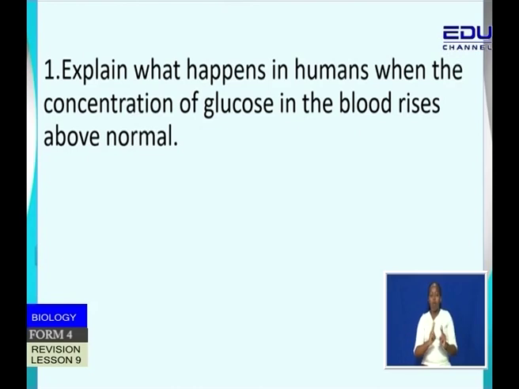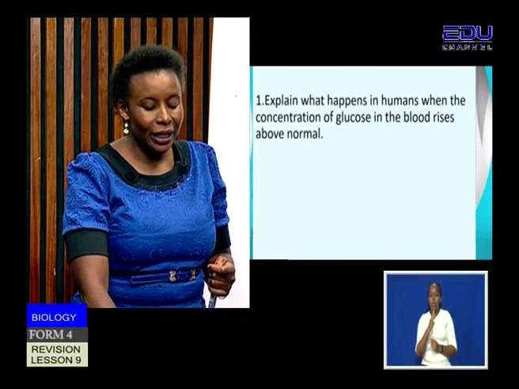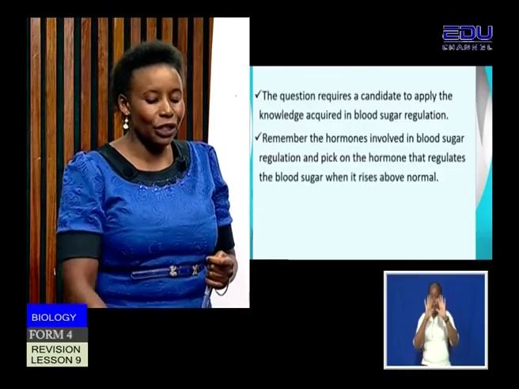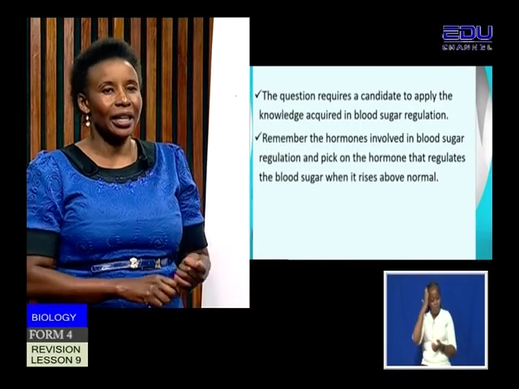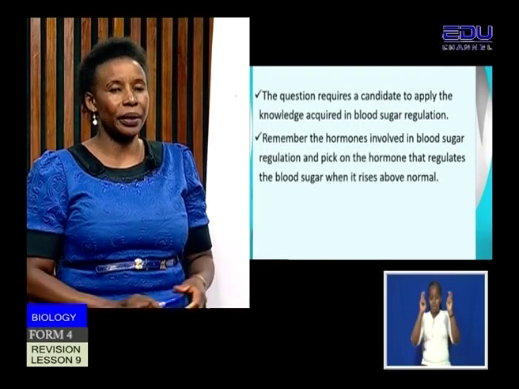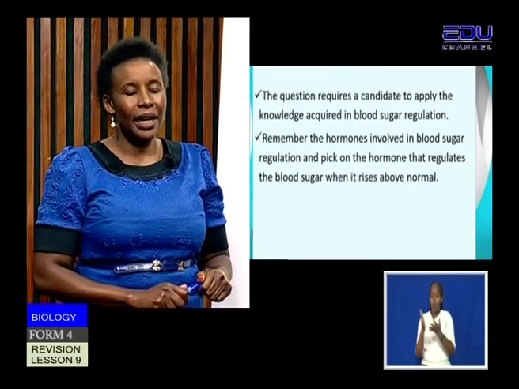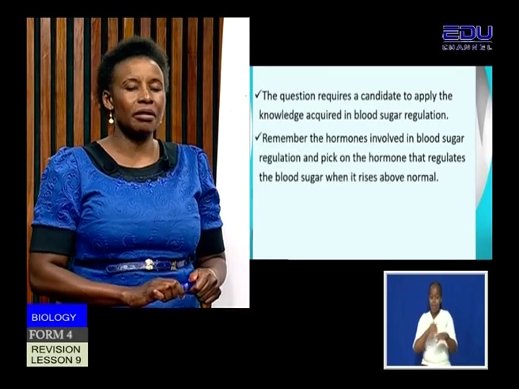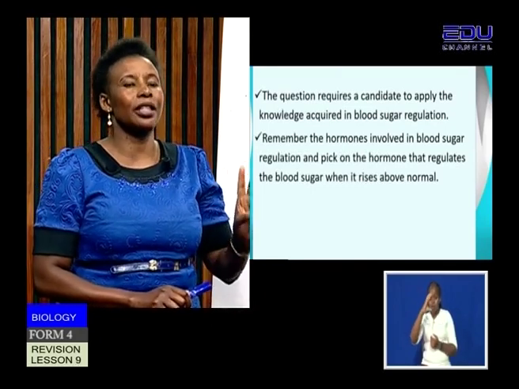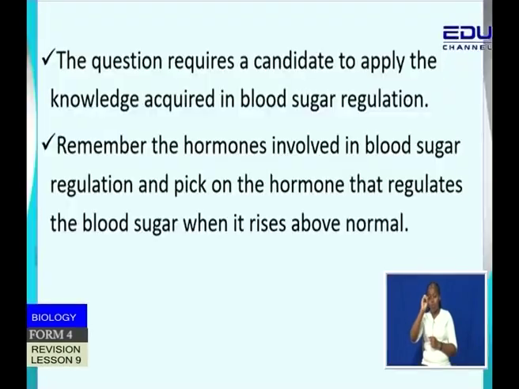So for you to be able to answer that question, dear student, it is very, very important that you ought to have mastered the content in the topic this question has been borrowed from. And you are expected to know that when it comes to blood sugar regulation, two hormones are involved. That is glucagon and we have insulin. But the question is telling you to explain what happens when the blood glucose rises above normal.